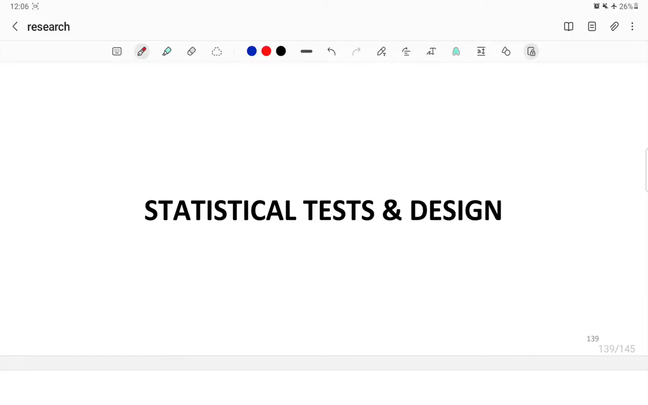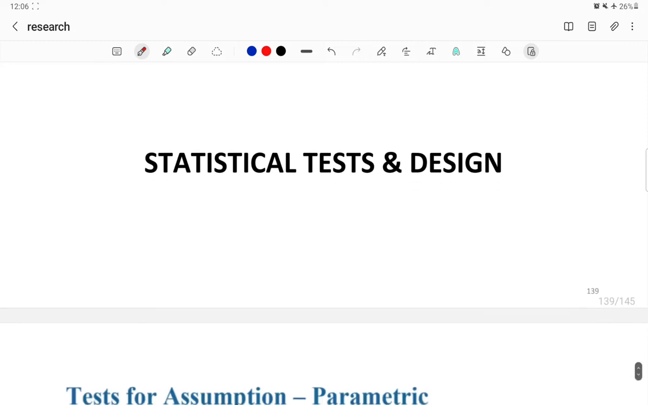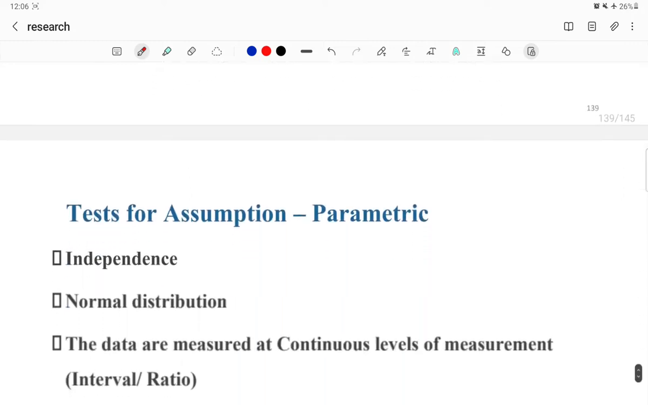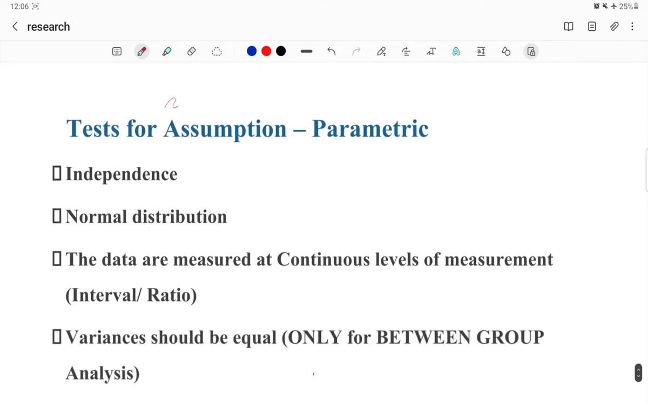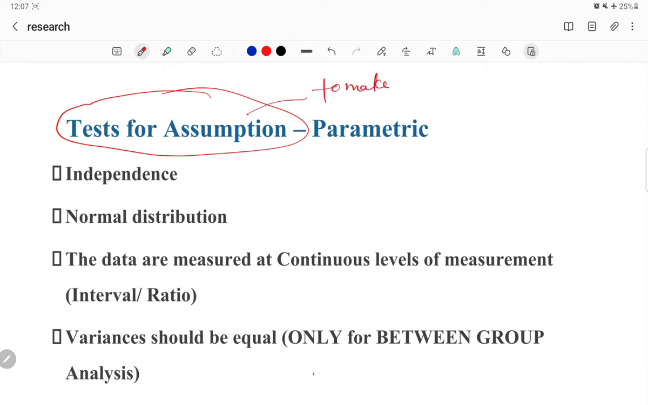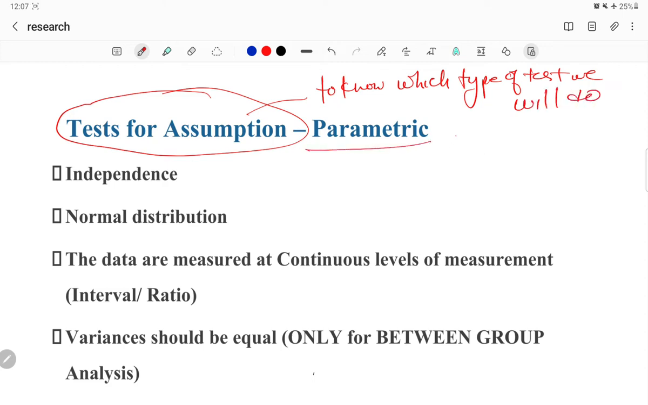Hi. So today we'll discuss statistical tests and designs. Before going to the test, there are some assumption tests. That we call test for assumption. It is done to make sure which test we have to do, or to know which type of test we will do. There are two types: one is parametric, one is non-parametric.